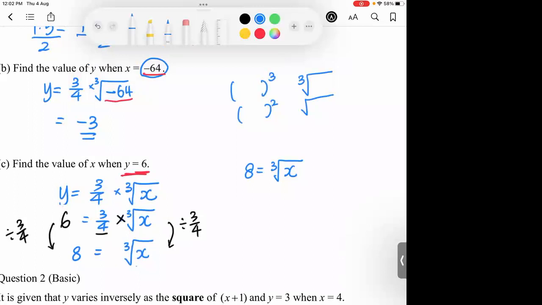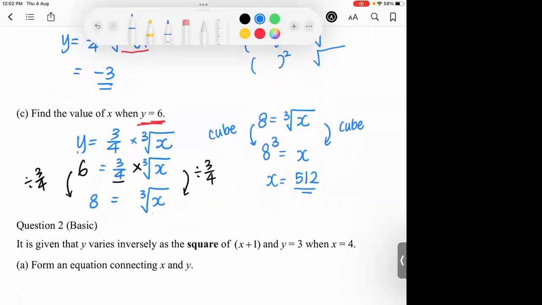So in order to undo the cube root, so that I can get x only, I'm going to cube both sides. Cube this side. So this one will become 8 cubed over here. Then I press my calculator to get 512. Answer. Okay. A little bit better now.